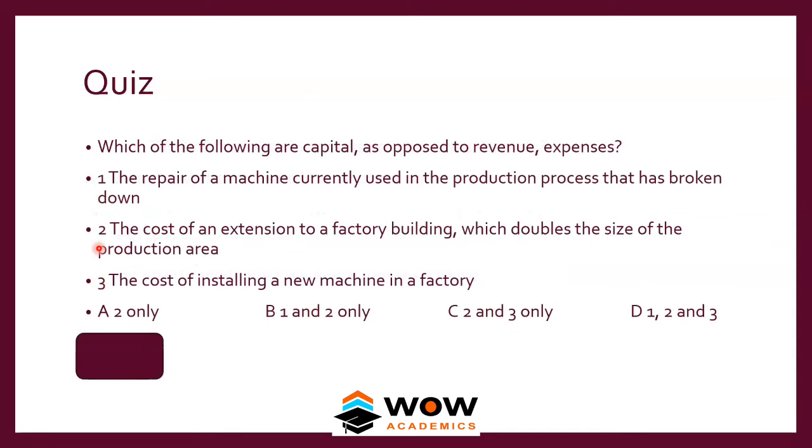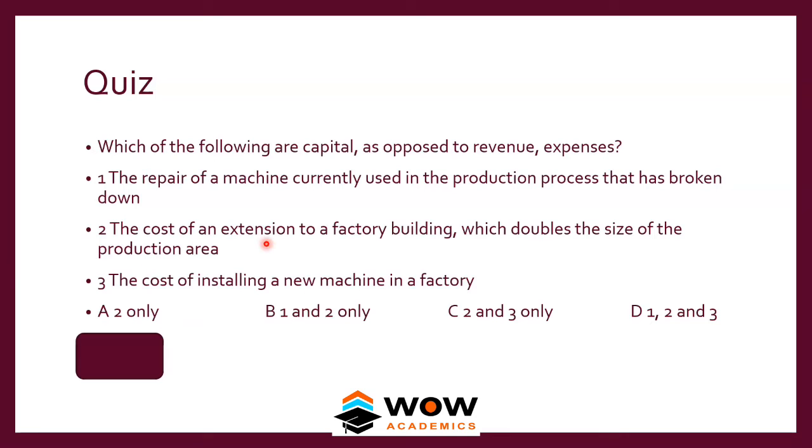So we have one more question. Which of the following are capital as opposed to revenue expenses? Which of the following is a capital expenditure? The repair of a machine currently used in the production process that has broken down. See, repair charges are only revenue expenditure. Anything which does not increase the current capacity of a machine but just maintains it is a revenue expense. So 1 is a revenue expense.